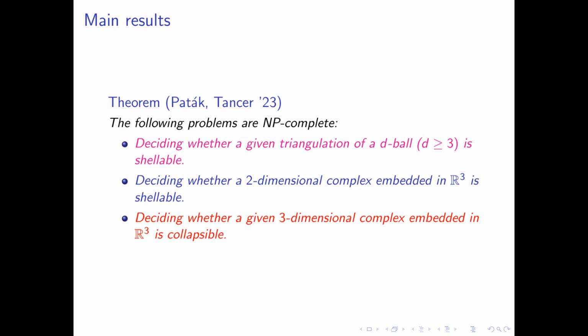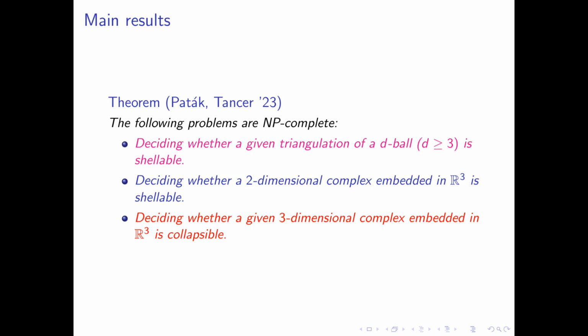In our work, we have provided answers to some of these questions. For example, we have shown that it is NP-complete to decide whether a given triangulation of a d-dimensional ball is shellable, and that's NP-complete for all dimensions d which are at least 3. We have also shown that deciding whether a two-dimensional complex is shellable is NP-complete, even if this two-dimensional simplicial complex is embedded in R3.